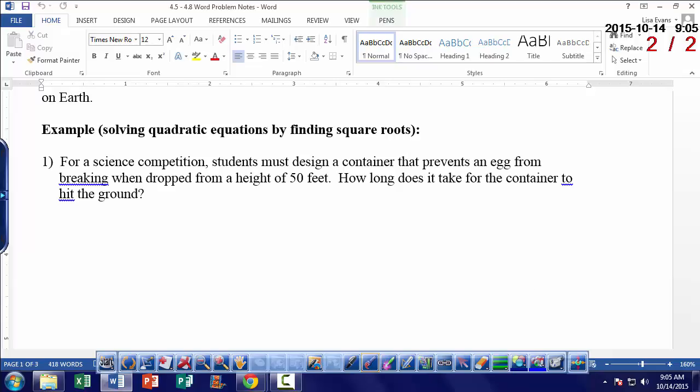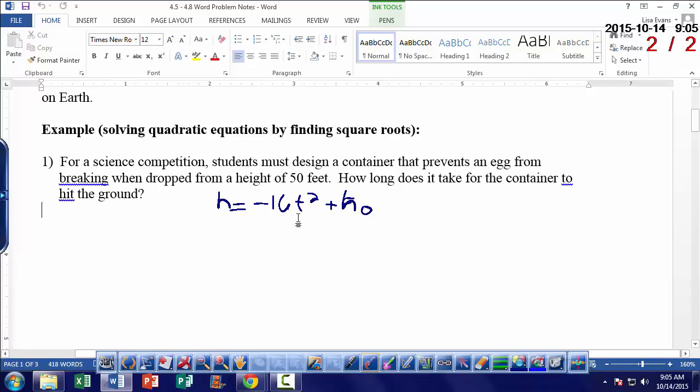Okay, for a science competition, students must design a container that prevents an egg from breaking when dropped from a height of 50 feet. How long does it take for the container to hit the ground? So we are going to use h equals negative 16t squared plus 50. Oh no, plus h sub 0. We'll plug in what we need to plug in.